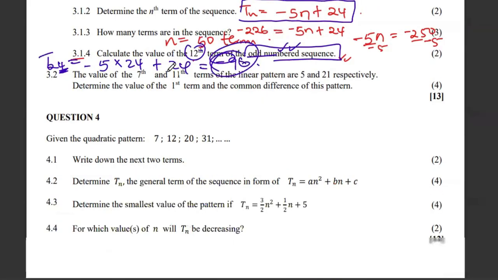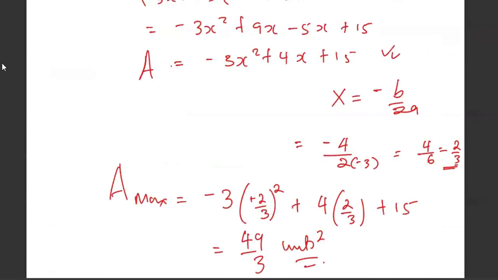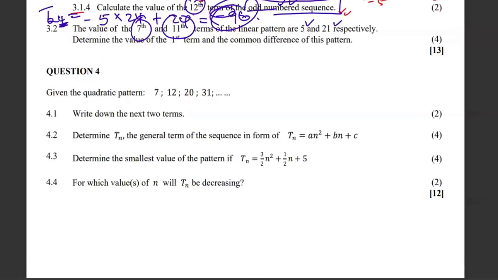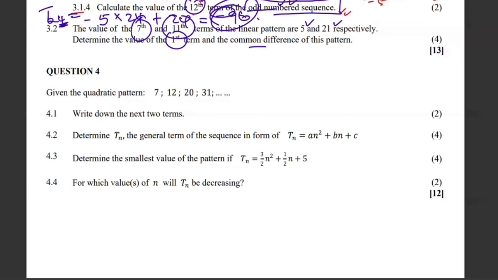All right, then 3.2, determine the value of the 7th and 11th terms of a linear pattern. The value of the 7th and the 11th is 5 and 21. Determine the value of the first term and the common difference. So T7 is 5, T11 is 21. They want us to get the value of the first term and the common difference for 4 marks.